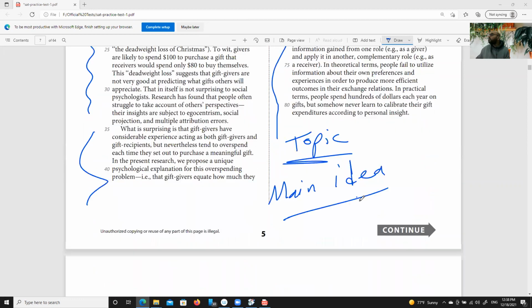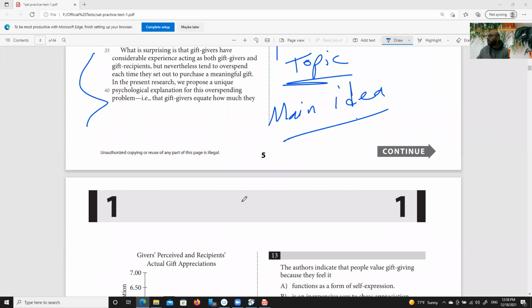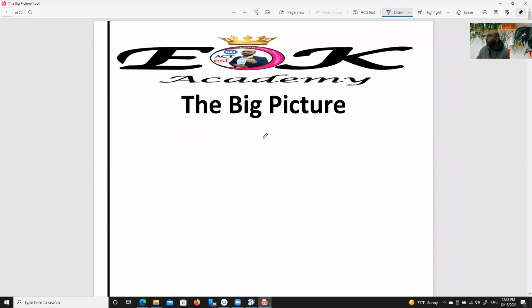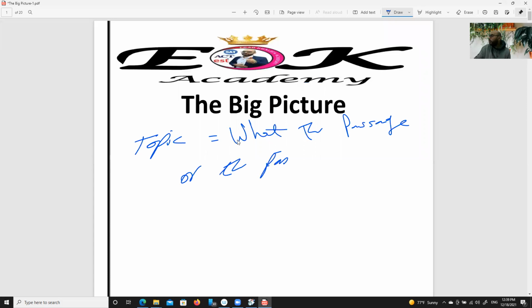When it comes to the main idea, write this equation, please. This is the sheet I sent here. So write it. Topic is what the passage or the paragraph about.